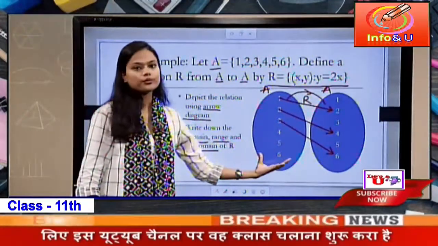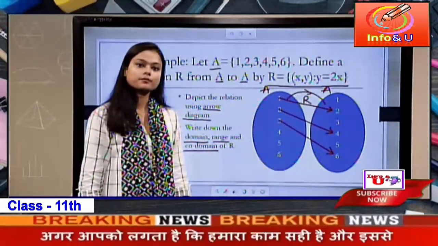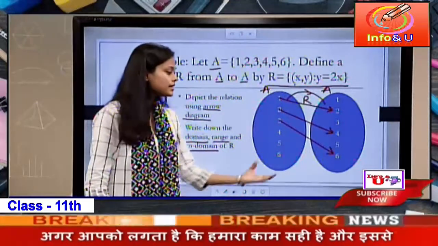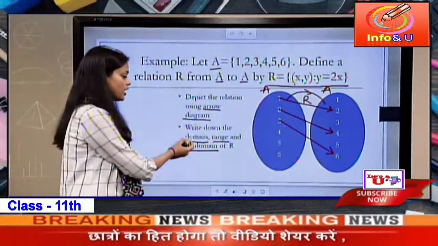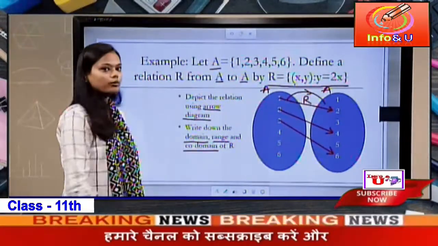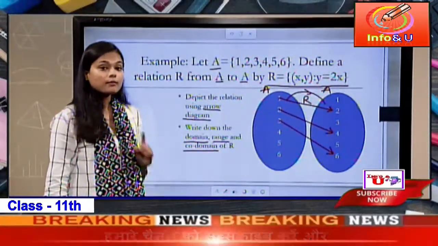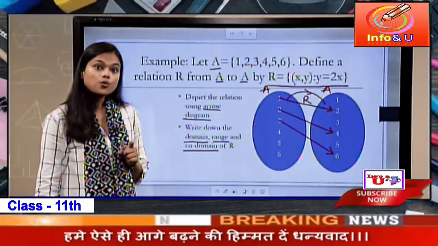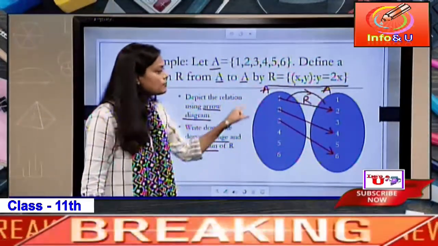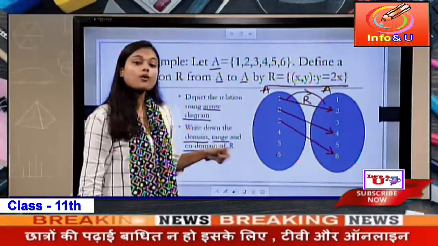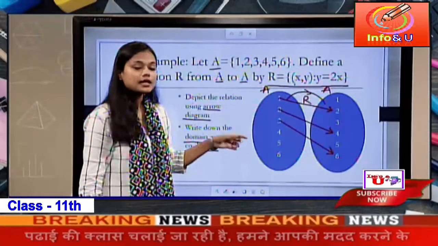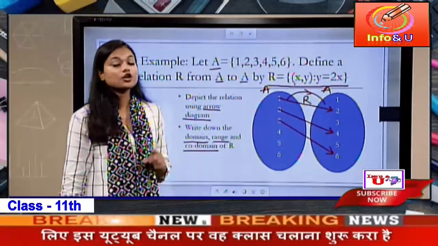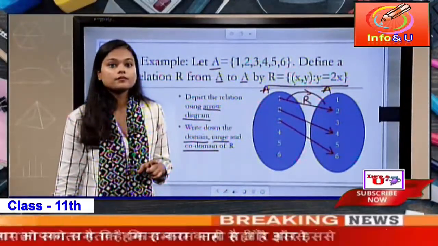This is how we represent it. Now, in this, what we have to find out? Domain, range and codomain. Remember, I have asked you, will each and every element of the first set always be a domain? Now, see here, it is giving me the answer for that. No, it is not necessary.